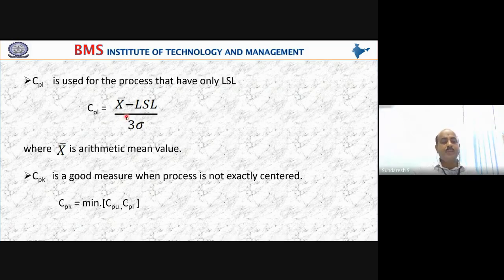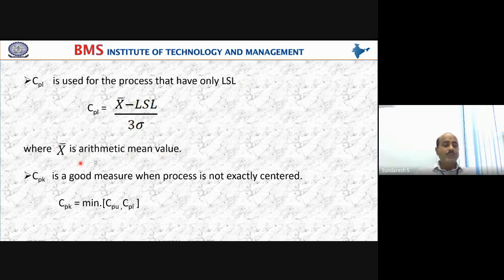Next comes CPL. This CPL is used for processes that have only an LSL, where LSL means lower specification limit. If we have the specification limit on the lower side, then we use the process capability index in the form of CPL, where CPL is equal to X bar minus LSL divided by 3 sigma.